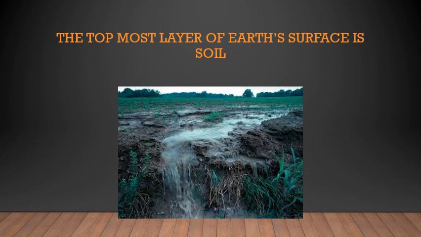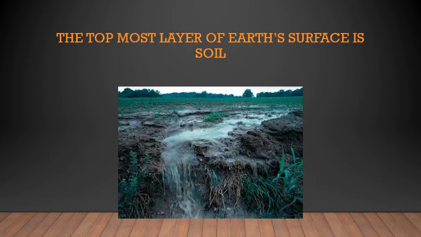The topmost layer of Earth's surface is the soil. Most of our Earth, 70% of our Earth, is covered with water. There is only 20 or 30% of land present on Earth. That land, the topmost layer of that land, is nothing but the soil.